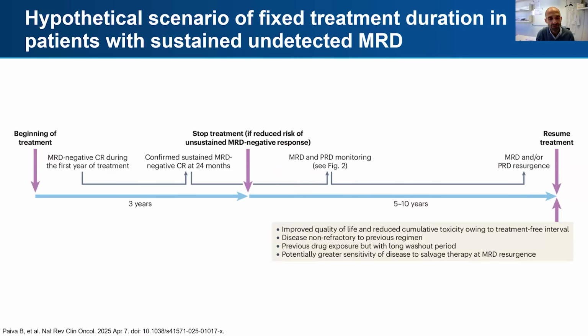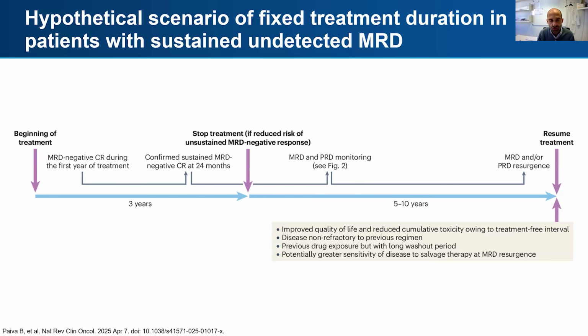Here, I'm presenting what is still a hypothetical scenario, but a scenario in which we are working intensively, and hopefully this could be a reality in 5-10 years' time. A scenario of fixed treatment duration, particularly in those patients with sustained undetectable MRD. Because if the median PFS will be 17 years, this will be a very, very long time until a potential progressive disease. And I think that this is too long for indefinite treatment until a potential disease progression.